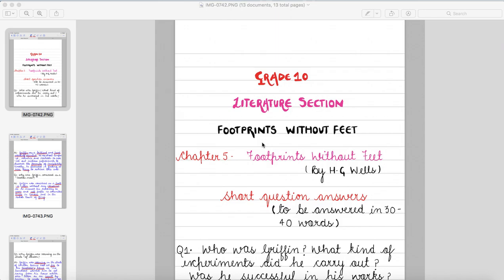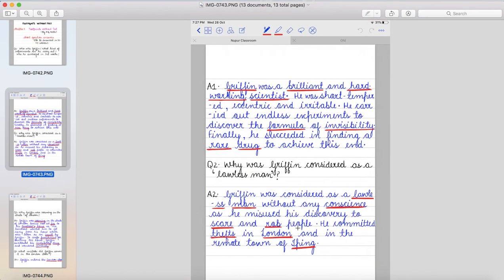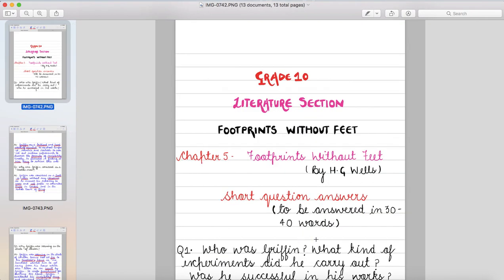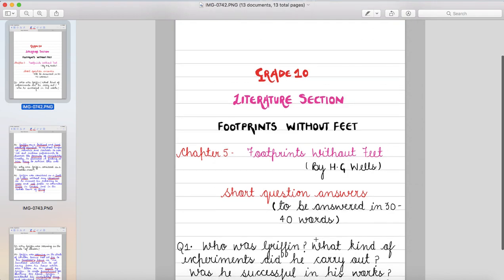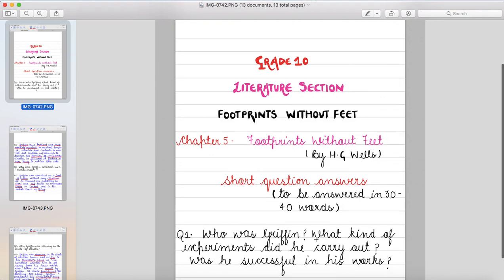Now I would like to start from short question answers which need to be answered in 30 to 40 words. So question number 1: Who was Griffin? What kind of experiments did he carry out? Was he successful in his works? For this, for who was Griffin, we need to write the character traits of Griffin. Then the next is what kind of experiments did he carry out? Was he successful in his works?